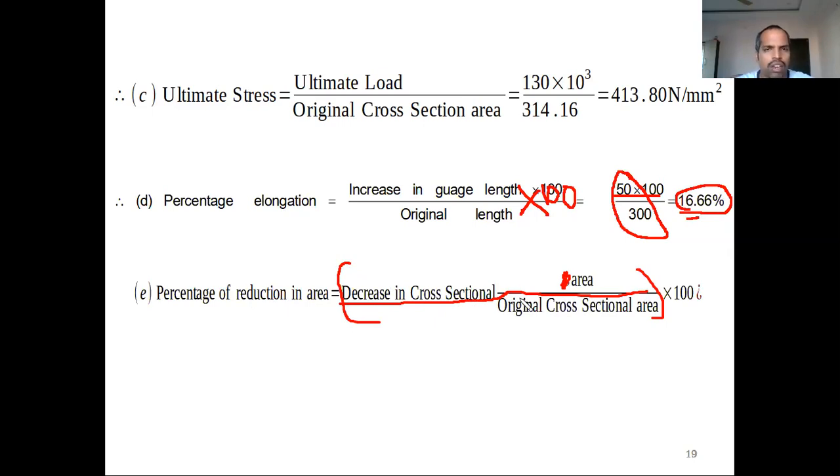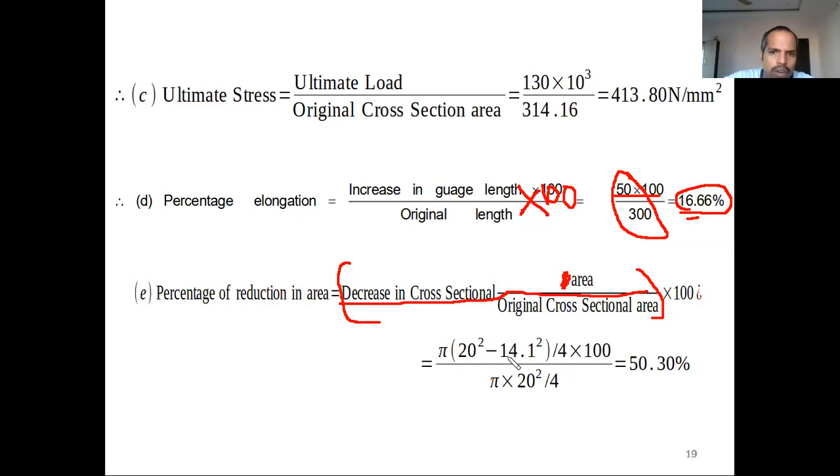The reduction in diameter is nothing but: initially it is 20, and it is decreased to 14.1 mm. How to calculate the decrease in cross-sectional area? It is nothing but 20 squared minus 14.1 squared, meaning how much the area has decreased. You calculate 20 minus 14.1 and square it, so you can compare it to its original area.